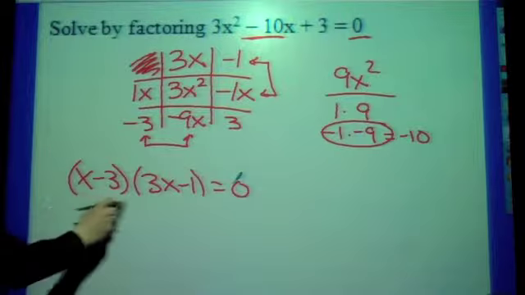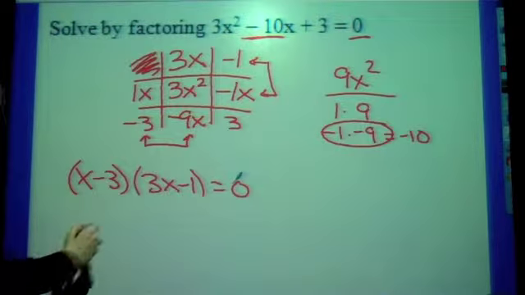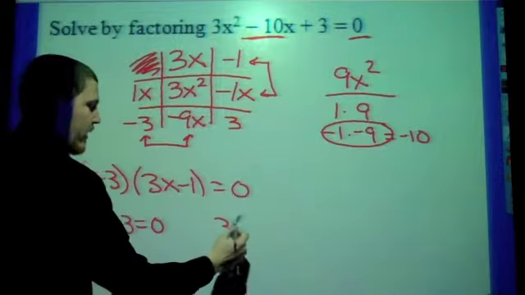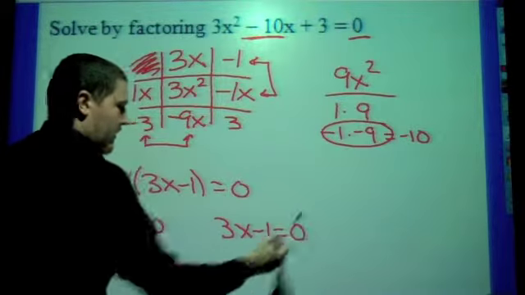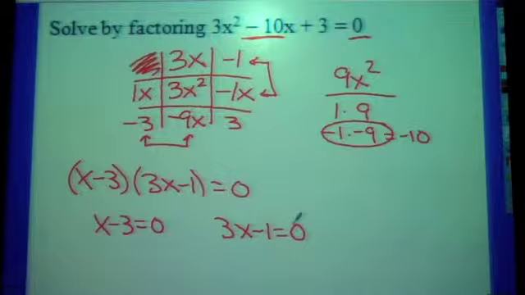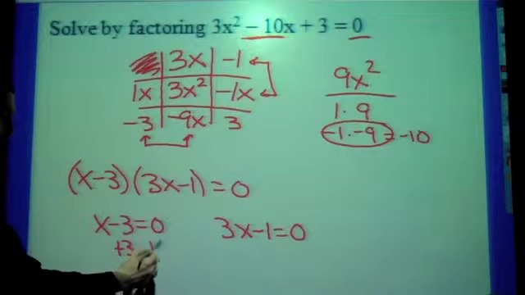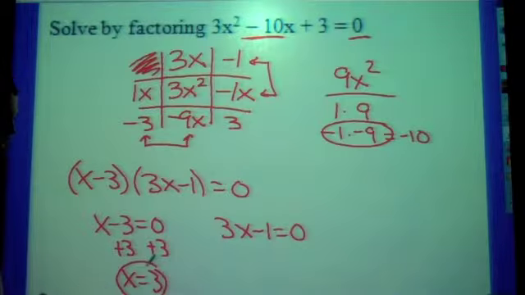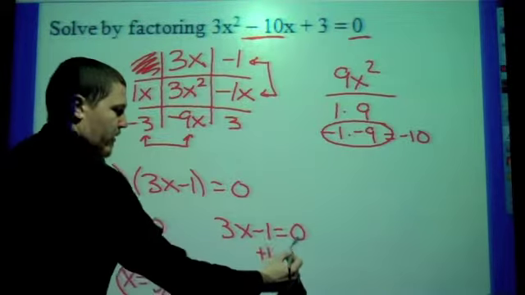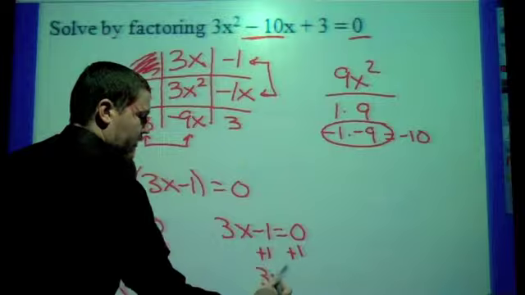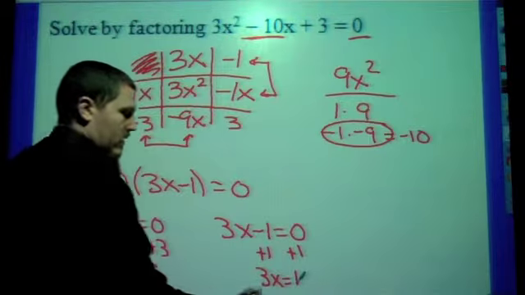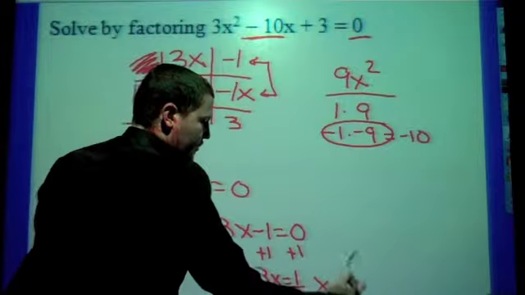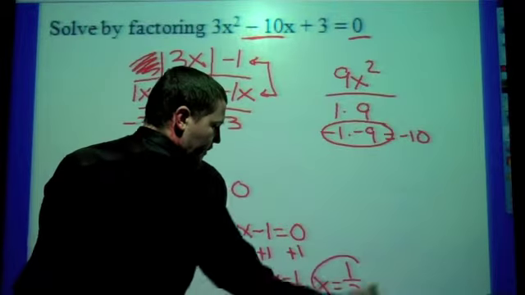So then we take each of our factors and we make each one equal 0. x minus 3 equals 0. 3x minus 1 equals 0. Solve each one for x. So add 3 to both sides. x equals 3. Add 1 to both sides. 3x equals 1. Divide both sides by 3. x equals 1 over 3, or 1/3.